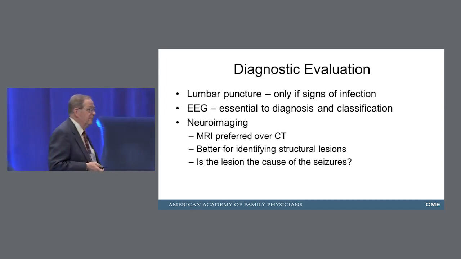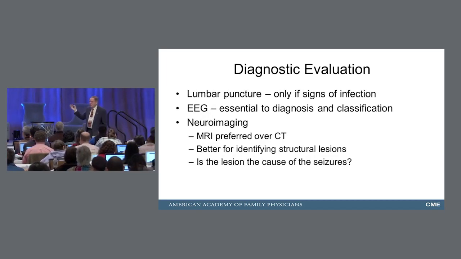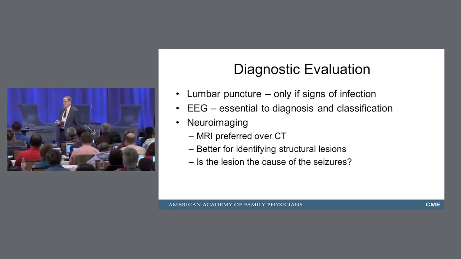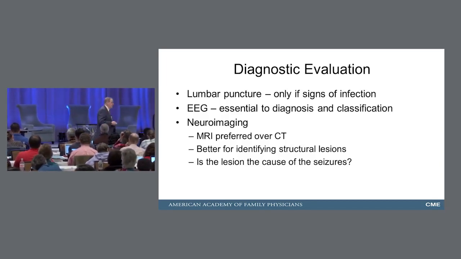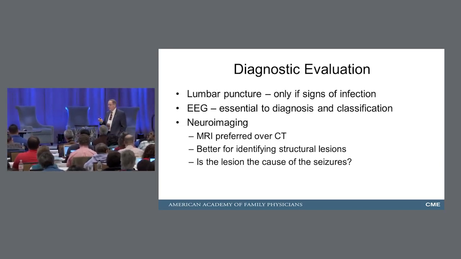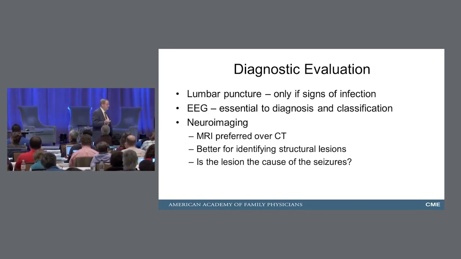Lumbar puncture. And again, this is a departure from when I was in medical school. Everybody who had a seizure always got a lumbar puncture. That's no longer true, only if you think that there's signs of infection. Everybody should get an EEG because you want to look for an epileptogenic focus there, and that'll help guide your treatment and diagnosis. Neuroimaging, obviously MRI is preferred over CT because you're looking for masses, not so much blood.